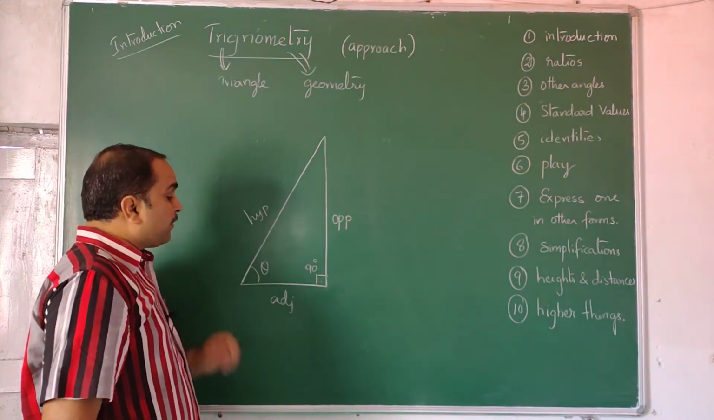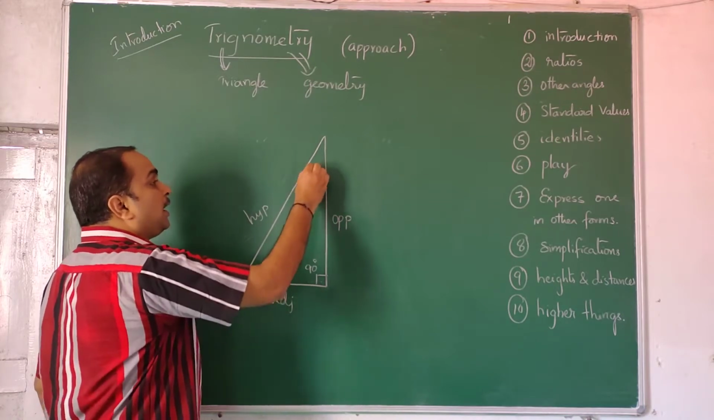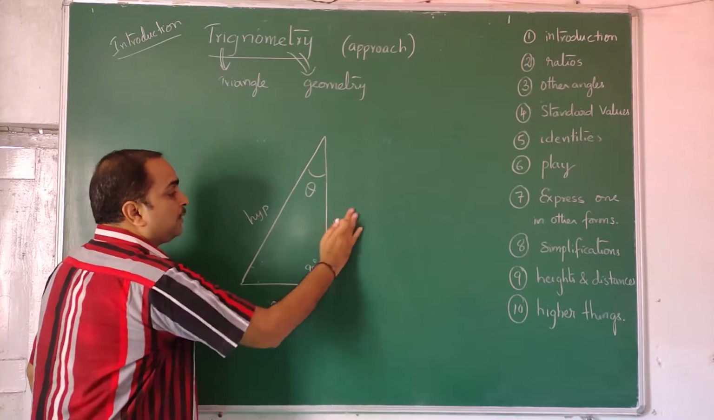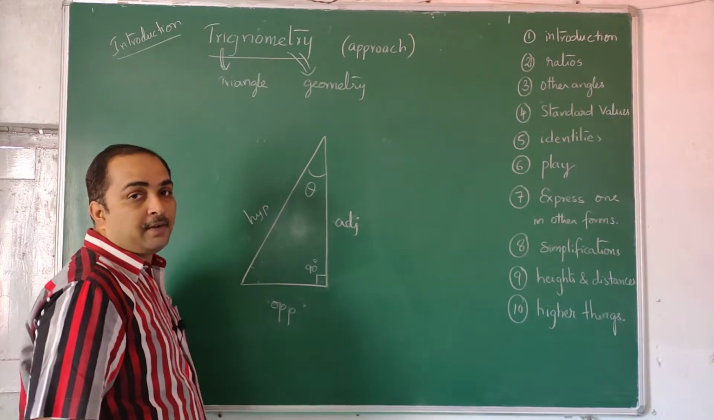Coming back to this theta, you have a problem. If you call this as theta, this becomes opposite, this becomes adjacent. If I remove this and write this as theta, this becomes opposite now, and this becomes adjacent. So this clarity you should have.